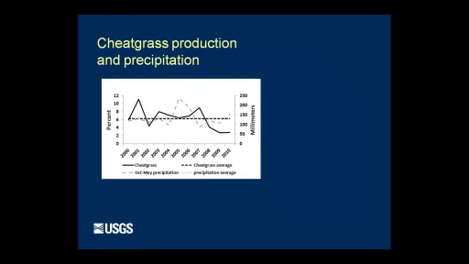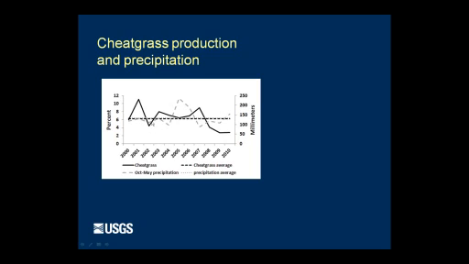Now, when we have this time series of cheatgrass production, we can compare it to things like precipitation. And that's what this chart is doing here. This black line is our mean cheatgrass production percent through our time series.